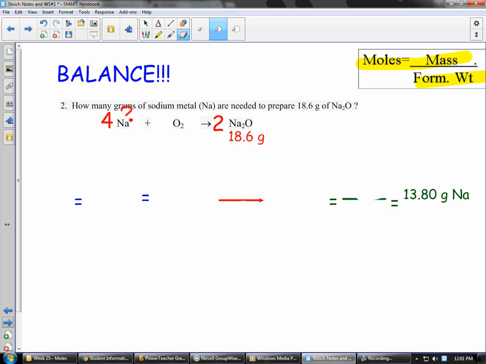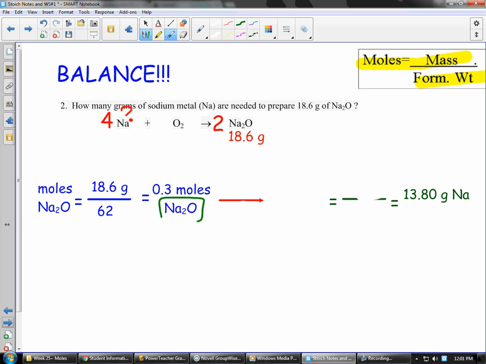All right. So I'm going to take my given, which is sodium oxide, and I'm going to get moles of that. So I want the mass of that, which is 18.6, over the formula weight of 23, 23, and 16 are going to give me 62. Then I am going to divide that, and hopefully you get 0.3 moles. Now, this is where people usually make a mistake. I am at sodium oxide, which has a coefficient of 2, and I am traveling to my target, which is Na, which has a coefficient of 4. Okay, so I need twice as much sodium as I do sodium oxide. I need twice as much.